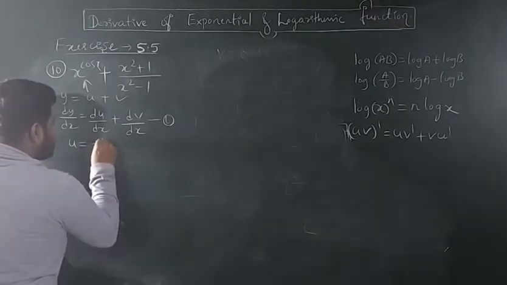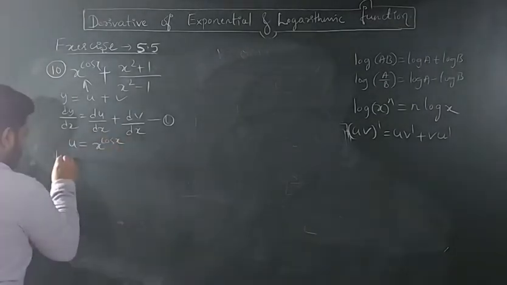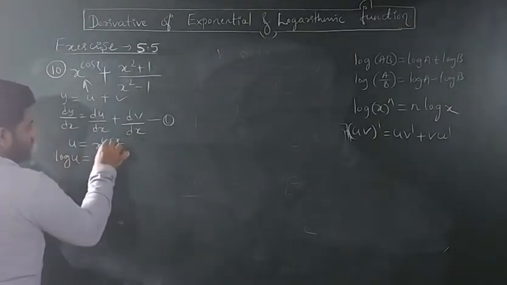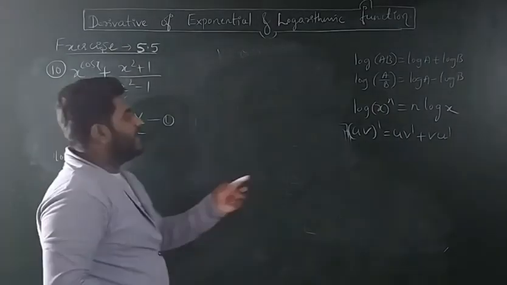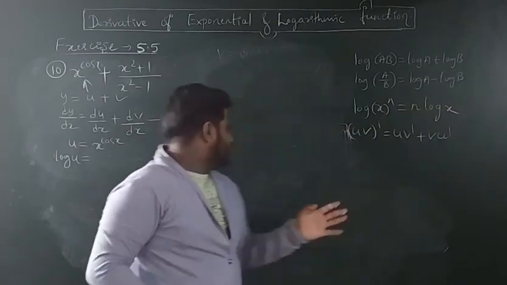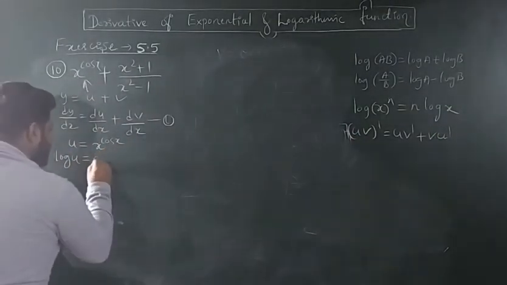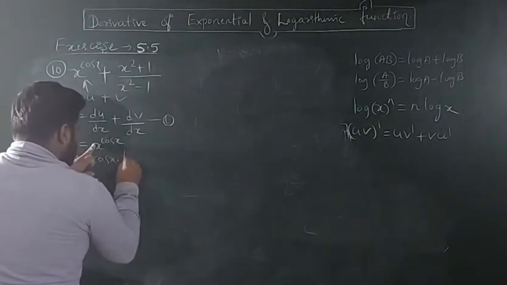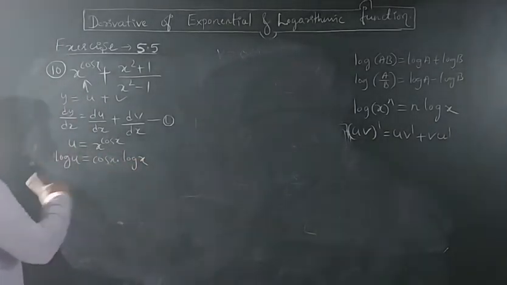u is equal to x raised to cos x. So apply log on both sides. log u is equal to whatever is there on the power. You know already, log x raised to n is equal to n into log x. So whatever is there on the power comes first here: cos x into log x, because we applied log on both sides.